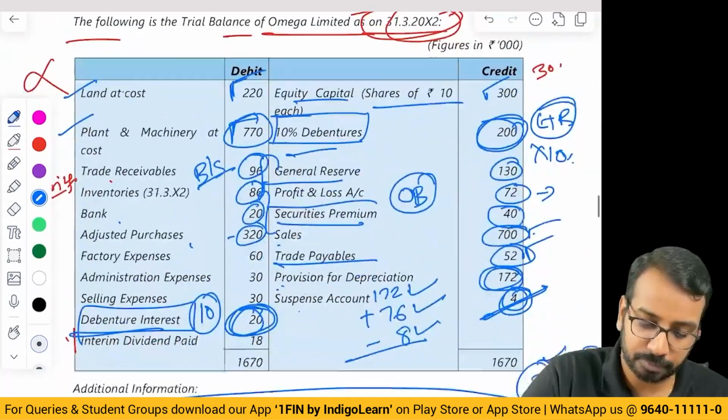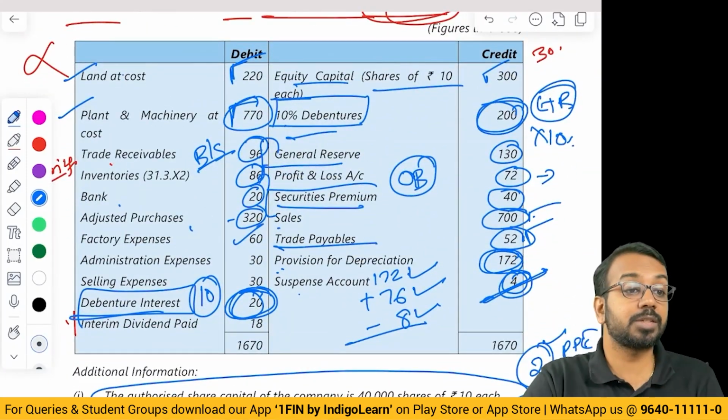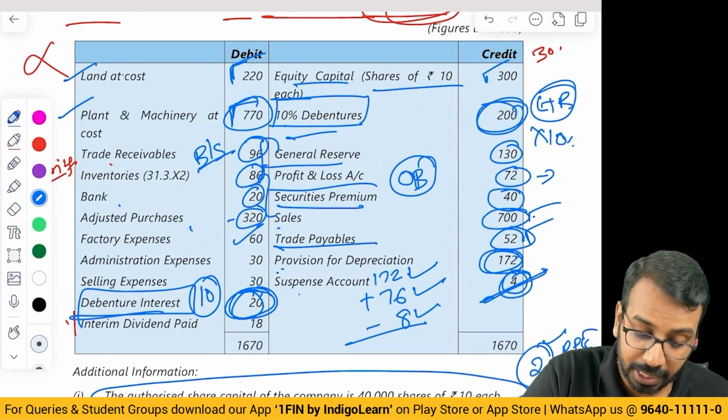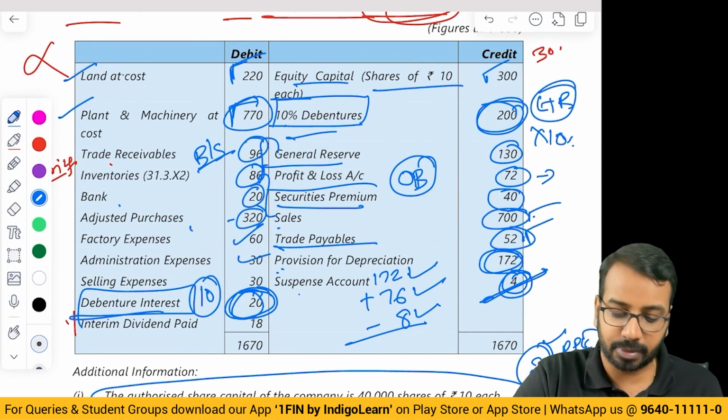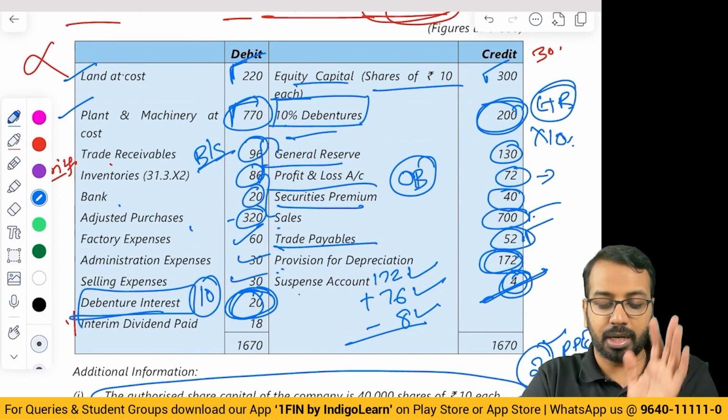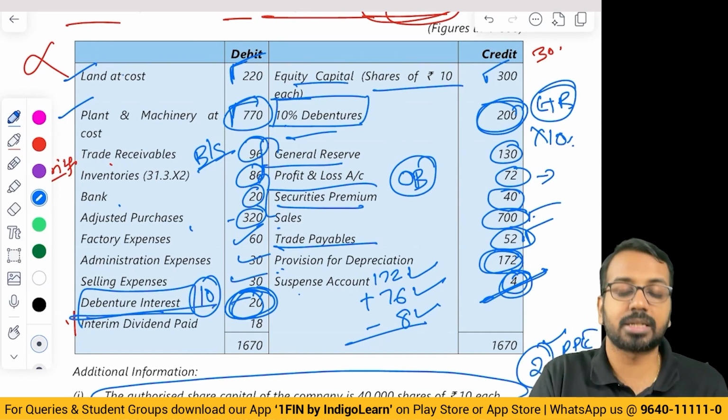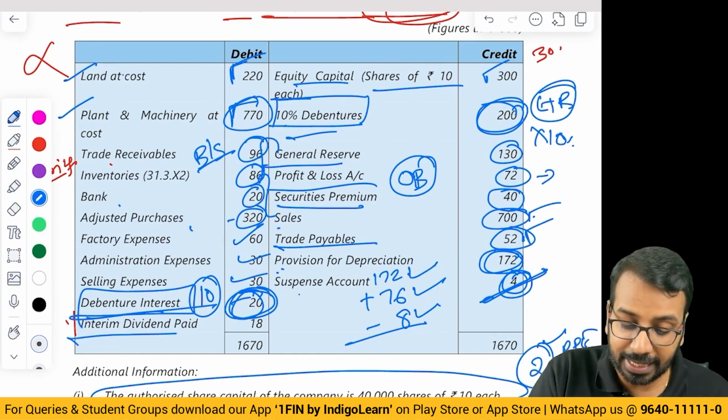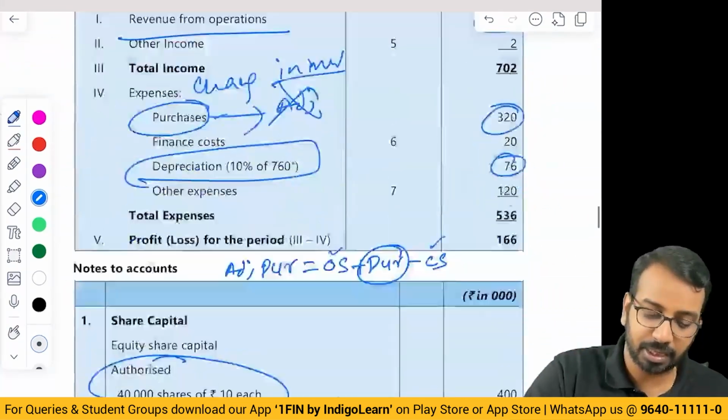Purchase is also done. Factory expenses will be shown under other expenses. Administrative expenses will be shown under other expenses. Selling expenses will be shown under other expenses. Debenture interest will be shown under finance cost. Interim dividend paid will be subtracted in the reserves and surplus.